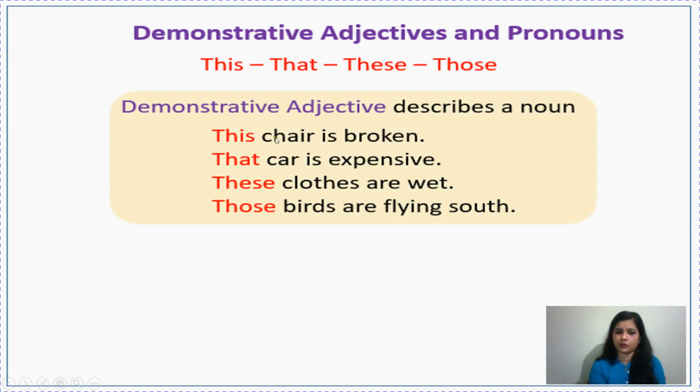It describes a noun. Suppose we are writing, this chair is broken. So again, see, this is modifying chair. We are talking about this chair, so this is a demonstrative adjective. In the same way, that car is expensive. These clothes are wet. Those birds are flying south.